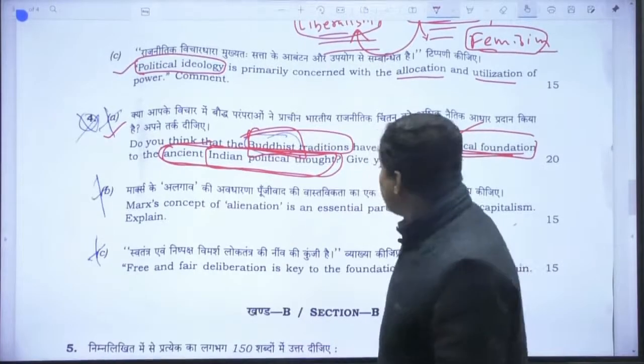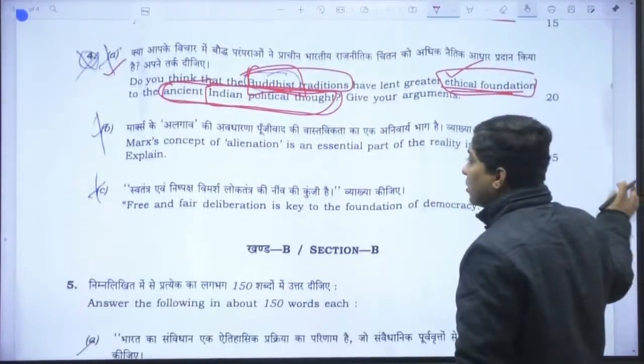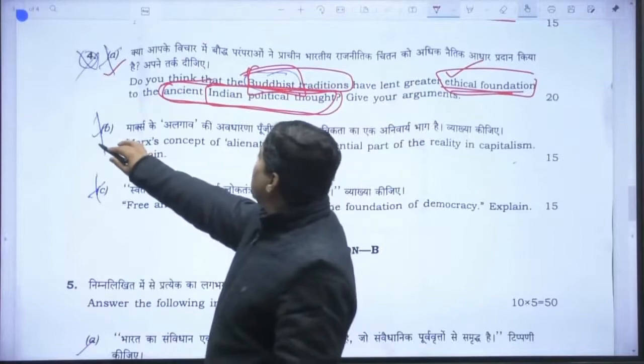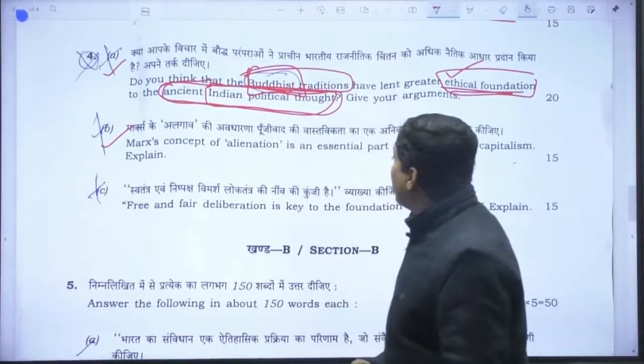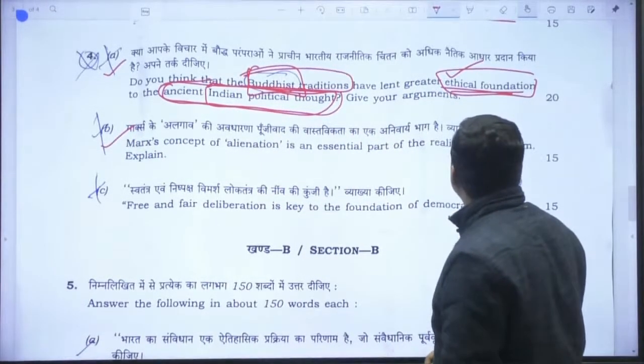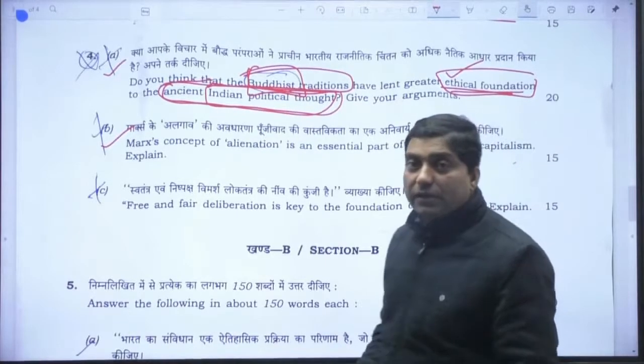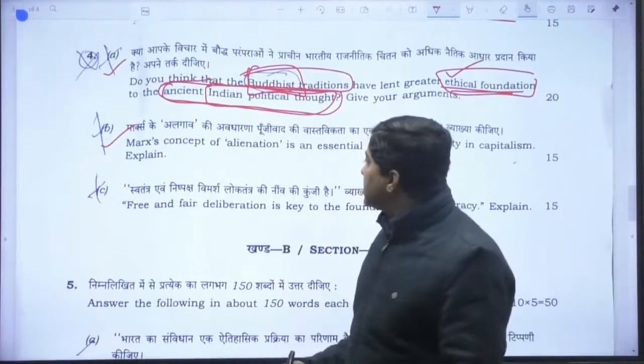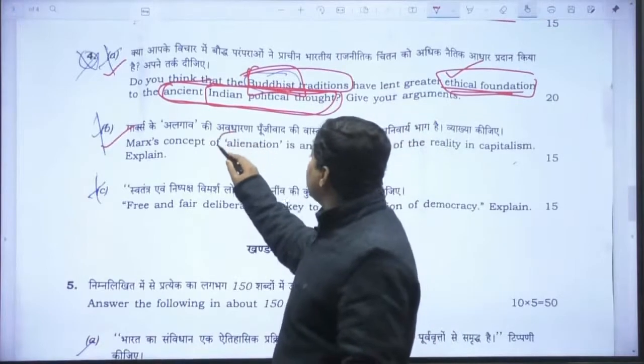Now fourth B, question number 4B, it goes like this: Marx's concept of alienation is an essential part of reality in capitalism, explain. So it's a very simple question. It's asking about his concept of alienation.